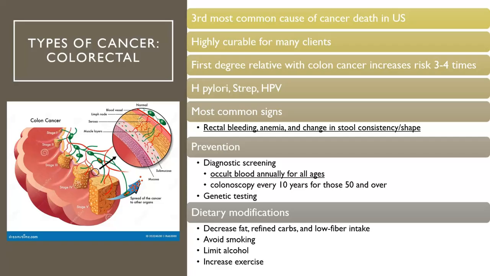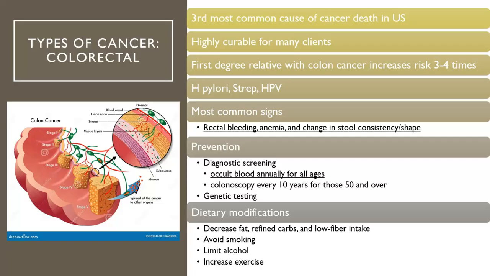Most common sign is bleeding. So if your stool has blood in it, it's bad. You should be getting tested or screened for cancer. If there is inconsistency with your bowel movements, if they change constantly, if the shape is different, if the color is different. Prevention is making sure that you're getting that occult blood annually for all ages, a colonoscopy every 10 years for those 50 and older, and genetic testing.